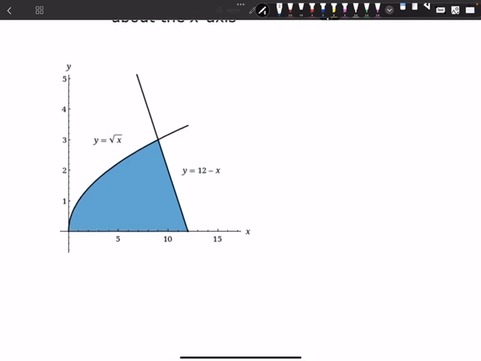So the first thing we are going to have to do is to rewrite our equations. I have y equals square root of x. I will need to give this as x equals y squared. And then y equals 12 minus x. I'm going to give this as x equal to 12 minus y.